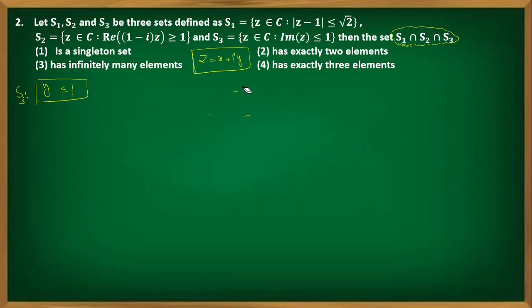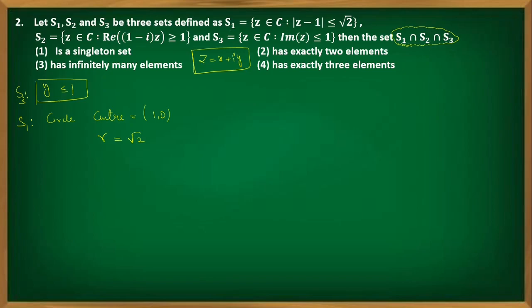Now can you see what this one is? If you know this, you can identify this easily. Modulus of z minus 1 is less than or equal to root 2 is clearly in the form of modulus of z minus z naught is less than or equal to r. So what does S1 represent? S1 represents a circle whose center is z naught, which is 1. How do we treat 1 in a complex number? 1 plus i into 0, means 1 comma 0. So 1 comma 0 is the center, and what is the radius? Radius is the right hand side number, root 2. So radius is root 2. So this is S1.